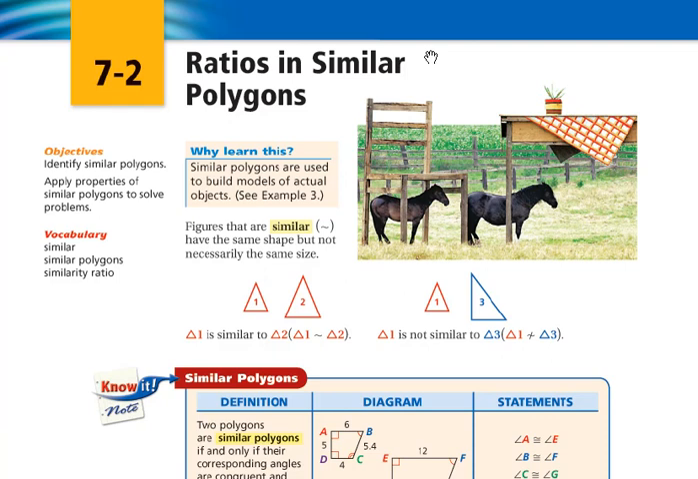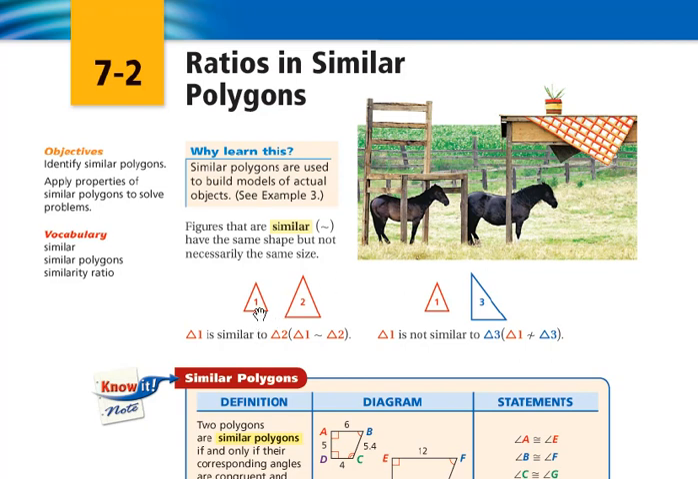Just wanted to go through Chapter 7, Section 2 with you, all about ratios and similar polygons. And when we talk about two objects being similar, what we're doing is talking about them having the same shape but not necessarily the same size. And we use this symbol right here to indicate that two figures, two polygons, are similar to each other.